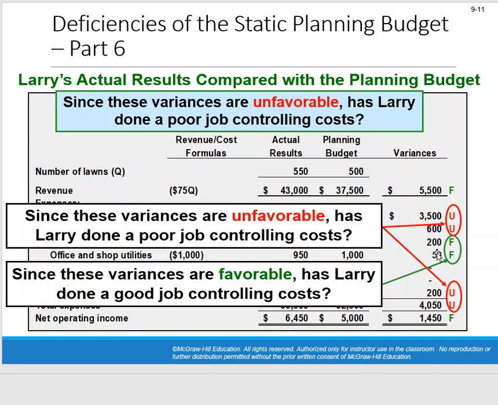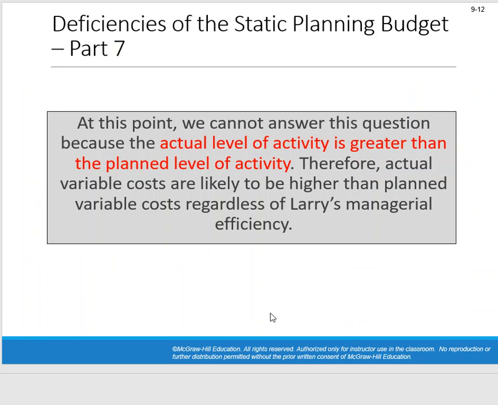And then these other expenses here, we've got favorable variances. Since these variances are favorable, does that mean Larry did a good job controlling the costs? Ultimately, from this comparison, we don't really know. What we do know is that we made more money than what our static budget or our planning budget indicated by $1,450. So overall, we're positive, favorable variance of $1,450, but we don't know why. Is it because we had a greater level of activity, or is it because we did a great job controlling our costs? So what we find out here is the deficiencies of the static or the planning budget.